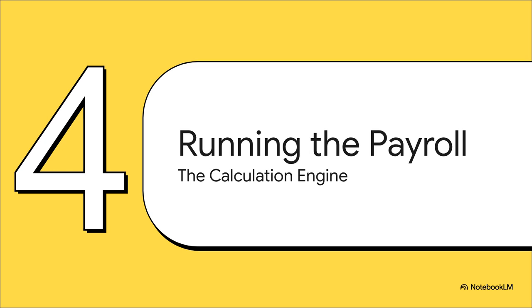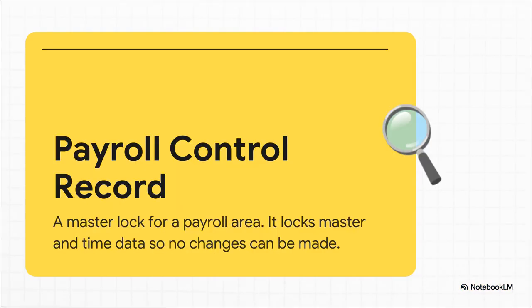All right, the stage is set. We've got the company structure, we've got the employees' data, and we have all the pay details broken down into wage types. Now it's time for the main event, firing up the calculation engine and actually running the payroll. But hold on, before a single number gets crunched, the system uses a critical safety feature, the Payroll Control Record. The best way to think of this is as a master lock for a whole group of employees. Once that payroll run starts, this lock freezes all their relevant data. It ensures that no one can, say, change an employee's salary right in the middle of the calculation. It's all about guaranteeing data consistency.